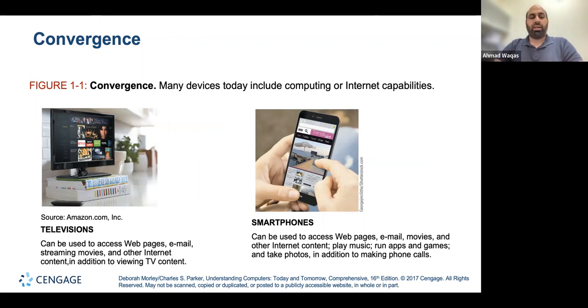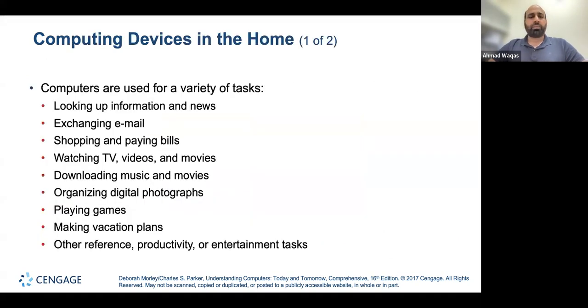On the left-hand side, you can see a smart television that can be used to access web pages, email, streaming movies, and other internet content in addition to viewing just the TV contents or cable TV. On your right-hand side, in fact, in your hand, everyone has a smartphone. It can be used to access web pages, email, movies, and other internet content, play music, run apps and games, and take photographs in addition to making phone calls, right? So computing devices are everywhere, but let's have a look at what computing devices are in the home.